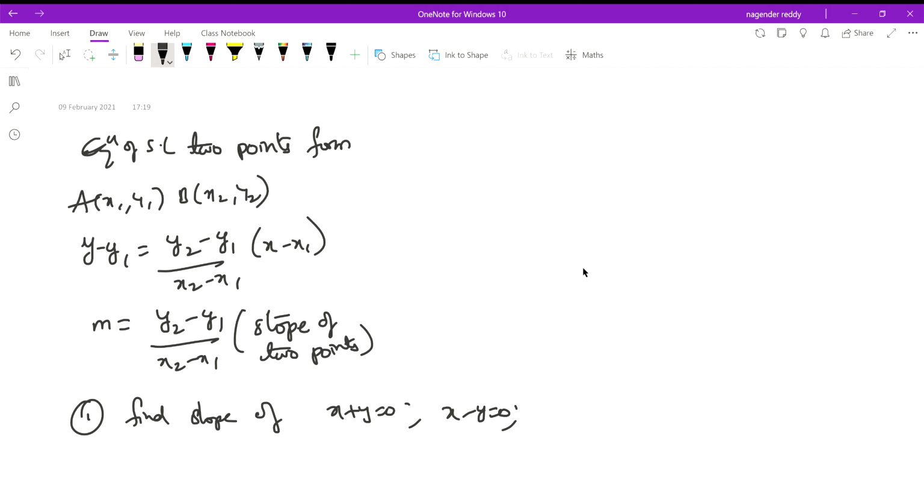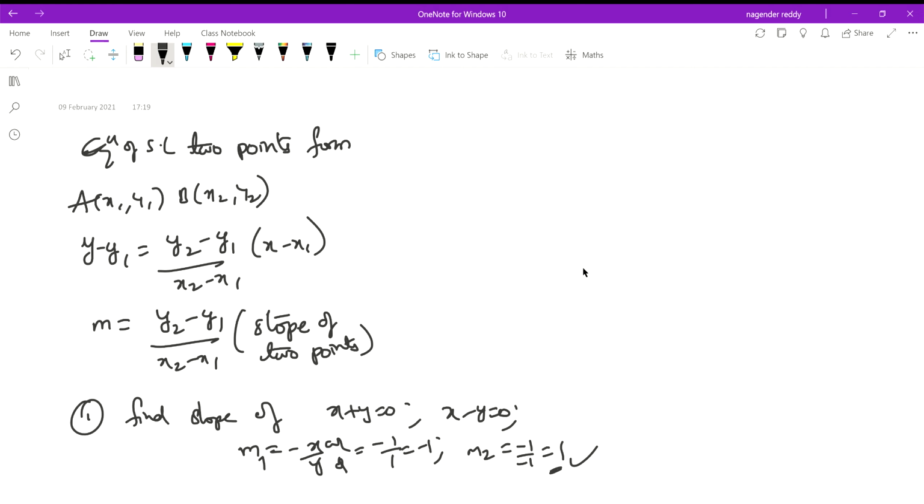Just now we learned that the slope of a line is minus x coefficient by y coefficient. What is the x coefficient here? The minus is already in the built-in formula. The x coefficient is 1 and y coefficient is 1, so minus 1 by 1, you will get minus 1. Suppose this is m1, and we'll go for m2, the slope of x minus y equals 0. Minus x coefficient, x coefficient is 1 and y coefficient is minus 1, then you will get 1.